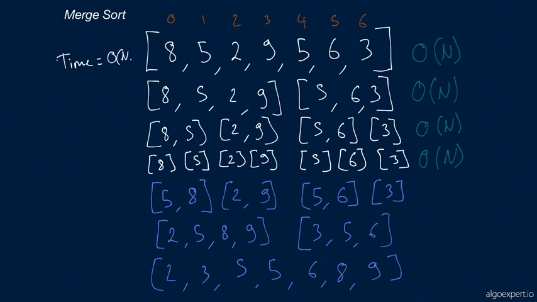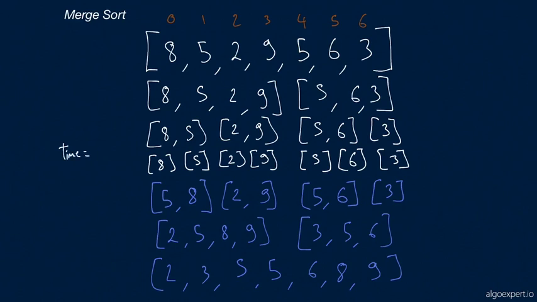Well, I don't have space here. Let me rewrite this. Time complexity, spoiler alert, is going to be O of n log n. So let me just write it small, maybe here. Time equals O of n log n, where n is the length of our input array.